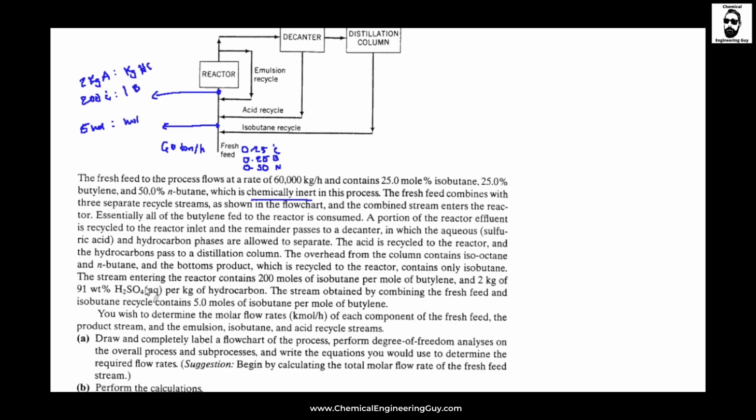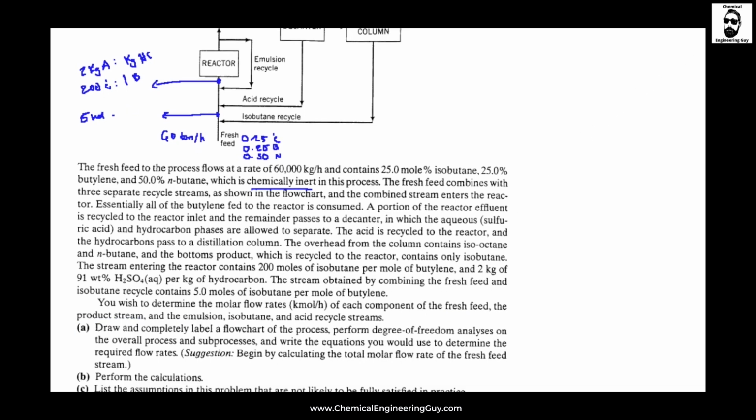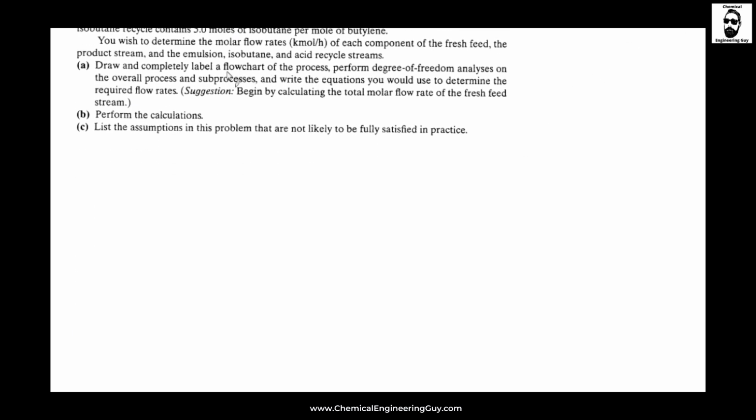Okay, we're going to do this all slowly, so don't worry if you're not getting the idea. You wish to determine the molar flow rates of each component of the fresh feed, product stream, the emulsion, the isobutane being recycled, and the recycled streams. So let's do that. They tell you to draw and completely label a flowchart of the process. So let's do it. I'm going to do it by myself.